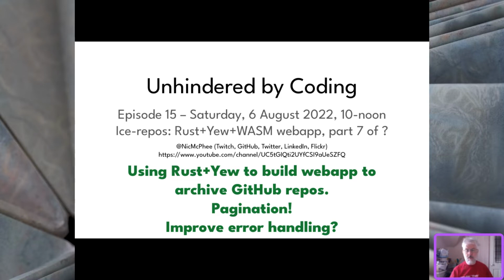So we're building a web app with Rust using WebAssembly and the Yew framework, which is a sort of React-ish thing done in Rust. We have been working on this. This is the 7th episode focusing on building this thing out, which I call ice-repos. And we're going to keep going.